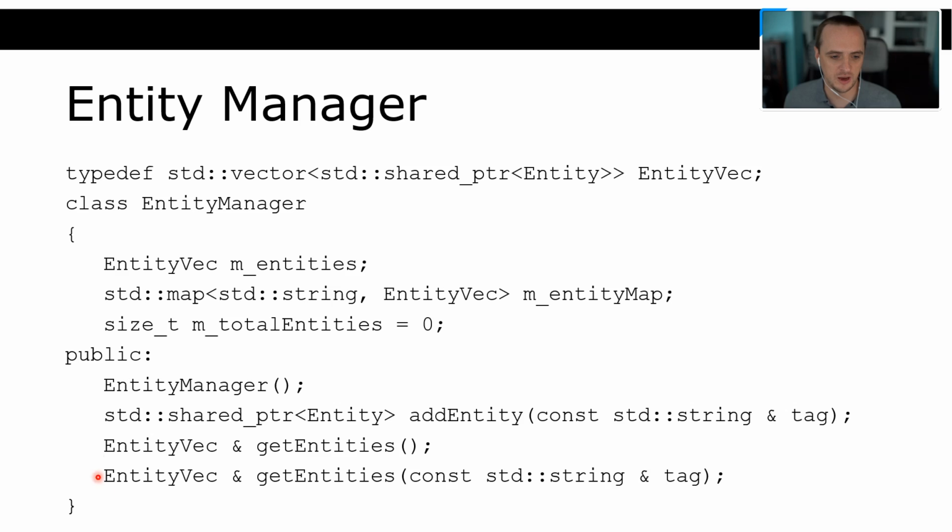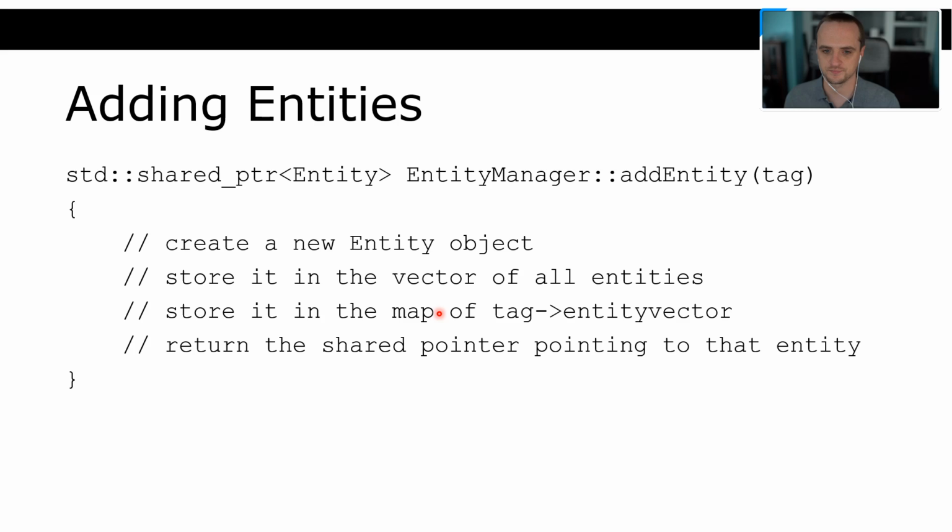And the two functions which allow us to get access to the entities, well, we're going to be able to return an entity vec, and these should be const, okay? I'm going to add that in later. So we're going to return an entity vec reference called getEntities, and that will return the reference to the vector that contains everything. And then we'll also have another version of the getEntities function, which gets passed in a tag. And what that will do is it will look up that tag in the map and then return the entity vector corresponding to that tag. So that's the basic outline of the entity manager and how that's going to work.